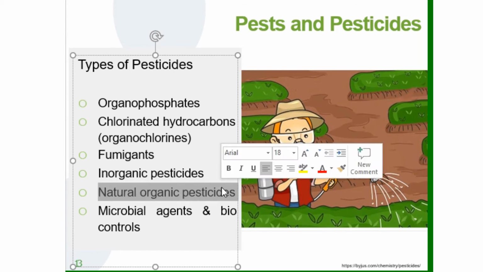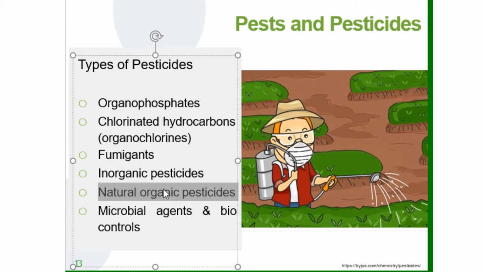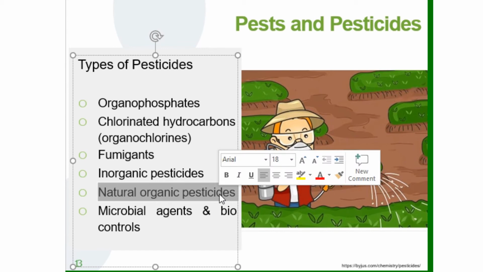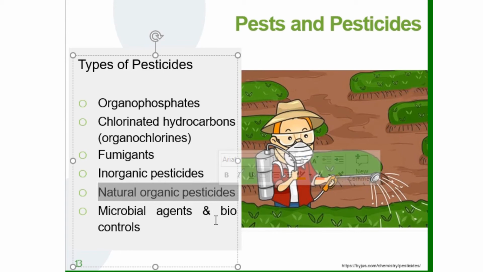And then we have the natural organic pesticides. These are also known as botanicals because they are natural, in comparison to the last one, which is inorganic pesticide. They are extracts coming from plants. An example before was nicotine, the nicotinoid alkaloids extracted from tobacco, and pyrethrum extracted from chrysanthemum.